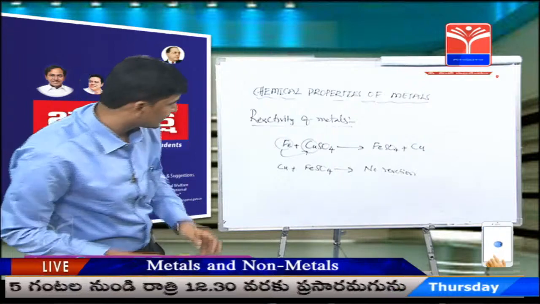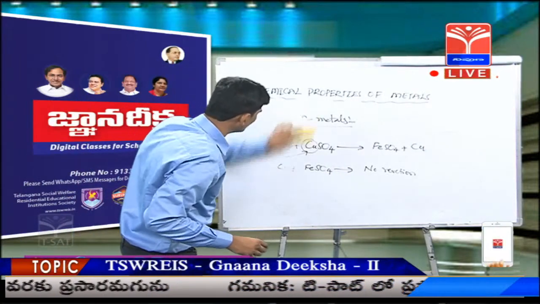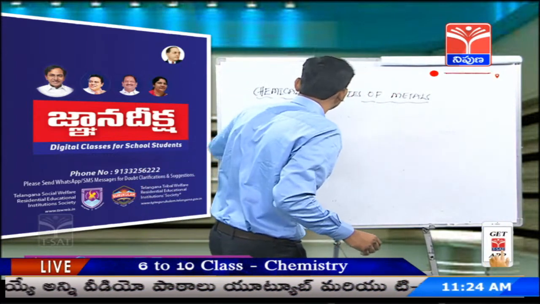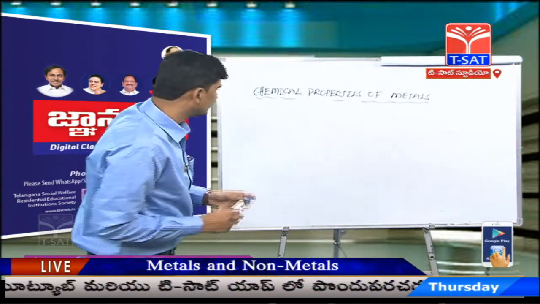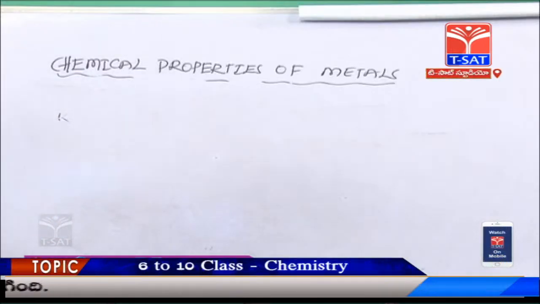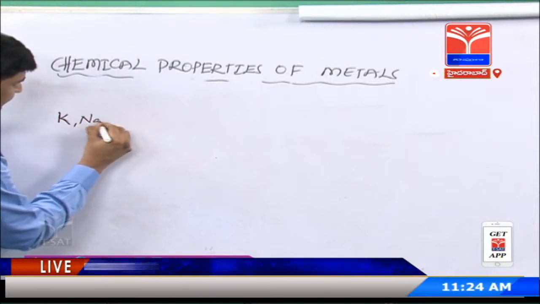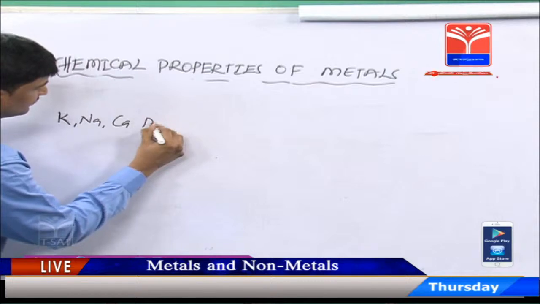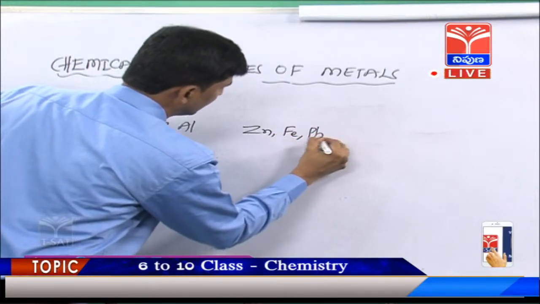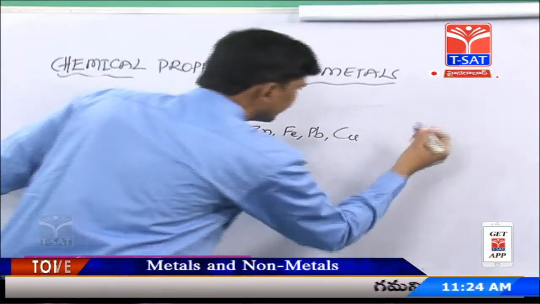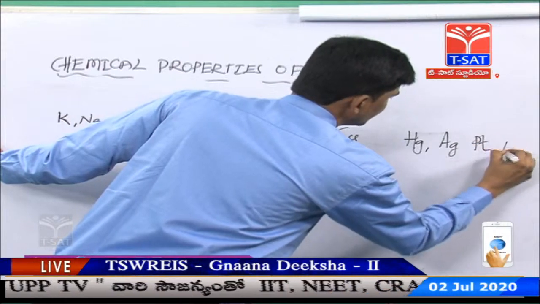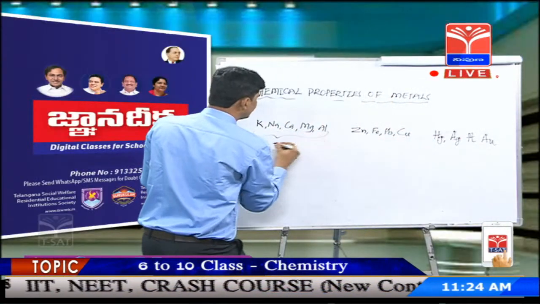Okay children, by all these reactions we can come to a conclusion about the reactivity order of metals. So, how is the reactivity order of metals? There is potassium, sodium, calcium, magnesium, aluminum. Next, zinc, iron, lead, copper. Next, mercury, silver, platinum and gold. So, these are the highly reactive metals.